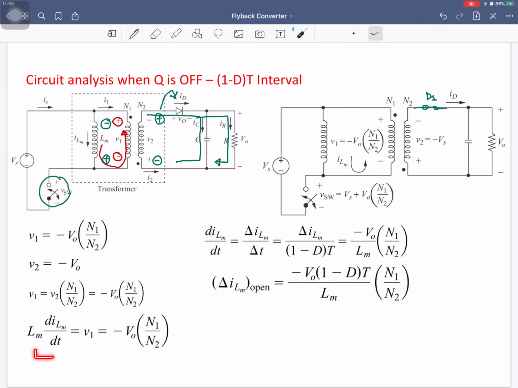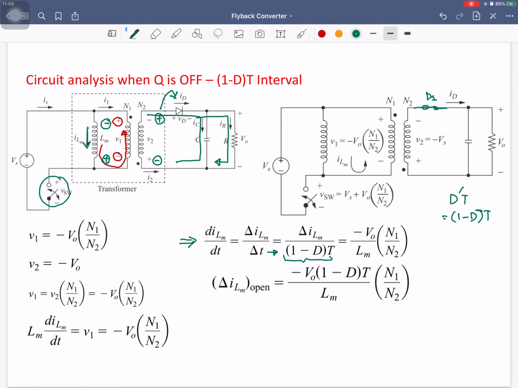By equating these two, we can find out the slope of the current through the magnetization branch. So dILM by dt, the rate of change of current over here, that is delta ILM by delta t, will be equal to delta ILM by (1 minus d) into t, because this delta t is now the off interval, and as we have seen in the previous slide, the off interval is d prime t, that is (1 minus d) into t.